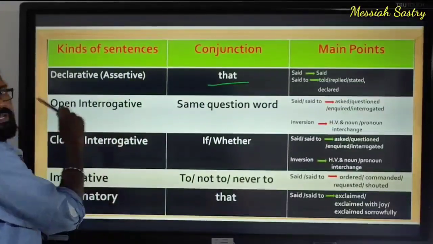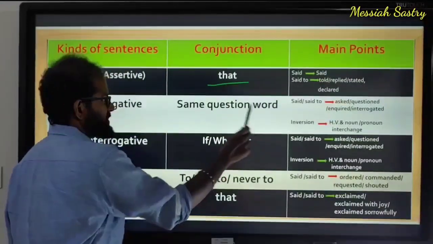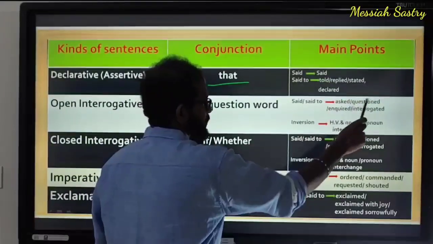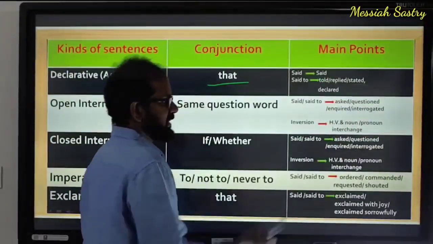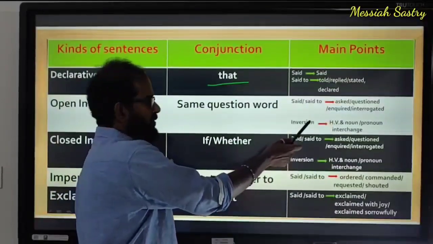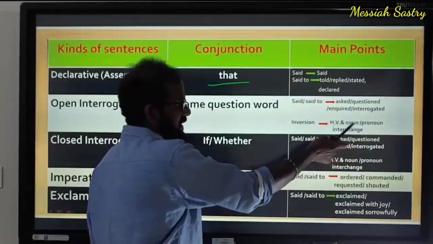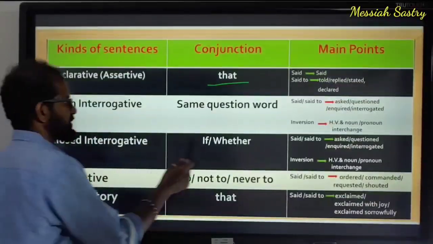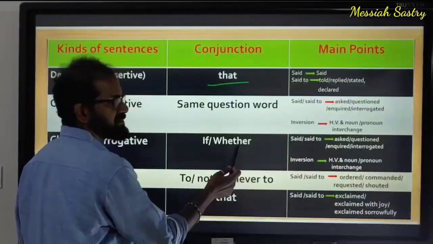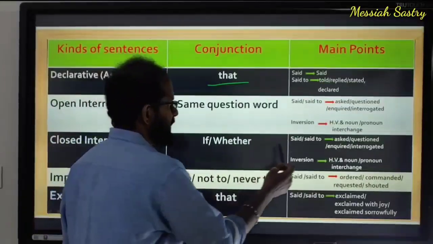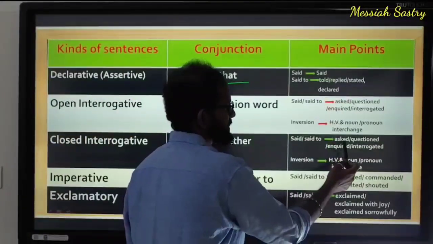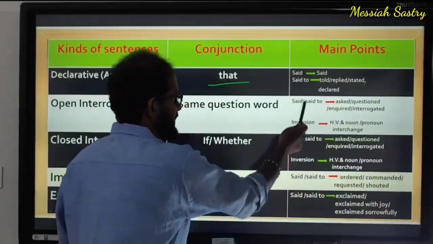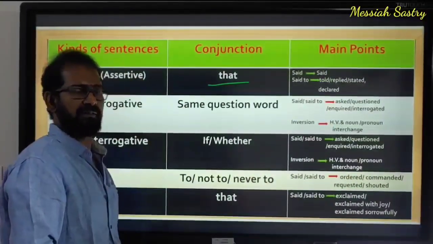When it comes to an open interrogative sentence, we use the same question word as the conjunction. Said or said to changes to asked, questioned, inquired, interrogated. And there must be an inversion. What is the inversion? The helping verb and the noun or pronoun interchange. When it comes to closed interrogative, we use the conjunctions if or whether. Here said or said to changes to asked, questioned, inquired, interrogated, and there must be inversion just like in an open interrogative sentence.